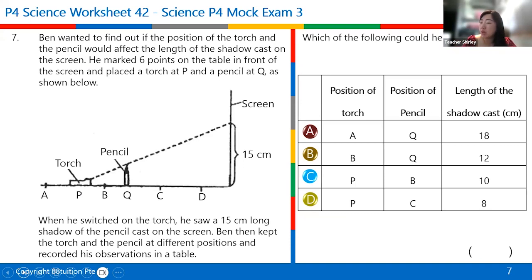Now this one. Ben wanted to find out if the position of the torch and the pencil will affect the length of the shadow cast. He marked 6 points on the table in front of the screen and placed the torch at P and a pencil at Q as shown below. When he switched on the torch, he saw a 15 centimeters long shadow of the pencil cast on the screen. Ben then kept the torch and the pencil at different positions and recorded his observations in a table. So which of the following could he have observed? Where is the position of the torch?